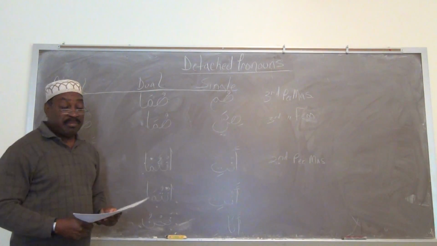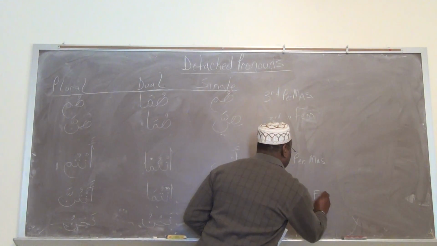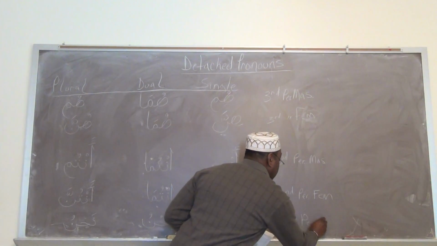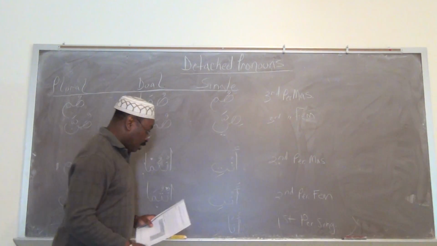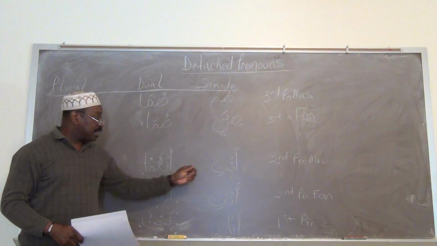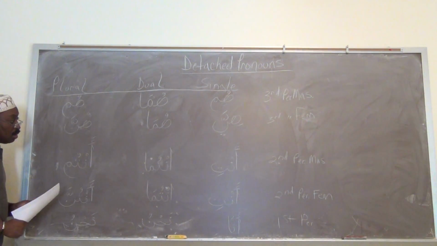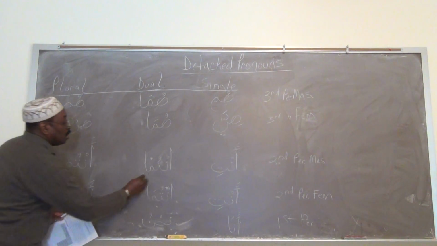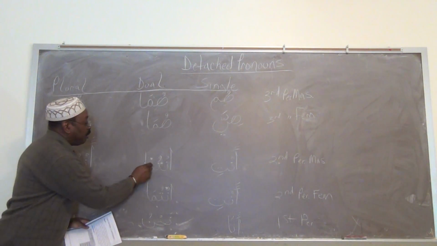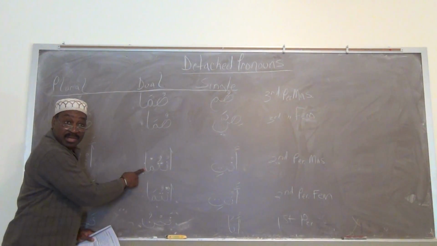Let's go to the second person masculine, and this would be first person singular. Okay, let's put first person. So what do we have for the second person masculine? Anta. Right? Okay, well, what about the dual? It's a ta right now. Antuma. Now notice I didn't put the fatha right here. Sometimes I put it, sometimes I forget to put it, but we know we have an alif right here, so we want to elongate that.